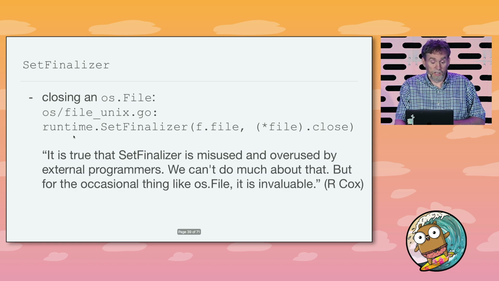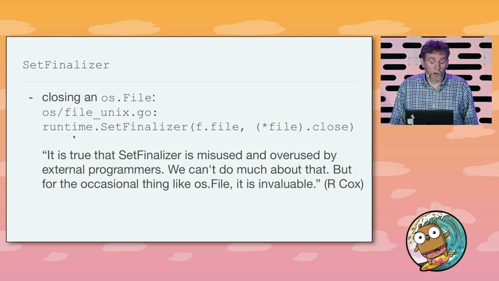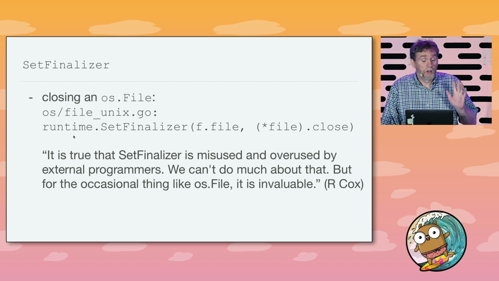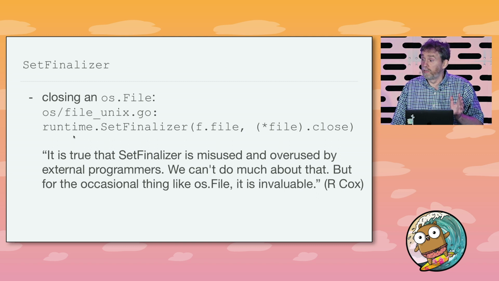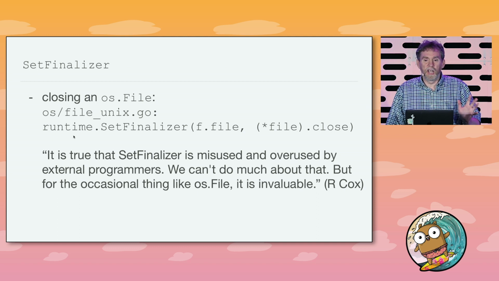Interesting quote from Russ Cox. It's true that SetFinalizer is misused and overused by external programmers. We can't do much about that. But for the occasional thing like os.File, it's invaluable. So I think this is similar to that kind of thought we saw before. We have something that's very important sometimes, but we want to kind of avoid using this. It's a bit strange. Maybe we should not tell people about it or something.